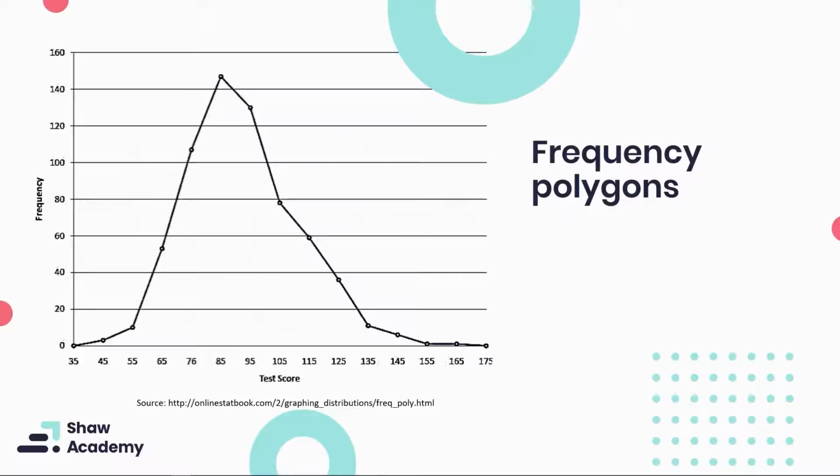The last graphical representation we will touch on for today, but certainly not the last one available to utilize, is the frequency polygon. The frequency polygon is a line graph that is akin to the histogram.